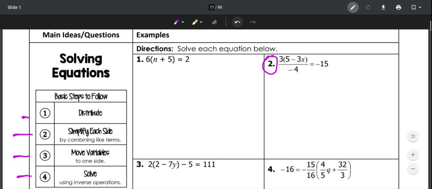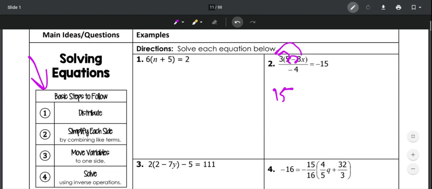Now, here's what we need to do. Follow our steps. So we've got our steps over here. Just follow the steps. First thing it says to do is distribute. Do I have anywhere to distribute? Yes, I can distribute this right here. So I'm going to take 3, multiply it by 5, and I'm going to take 3 and multiply it by negative 3x. So that's going to give us 15.